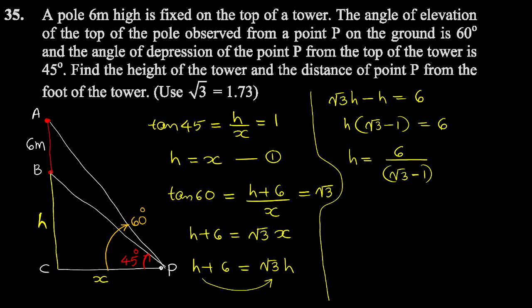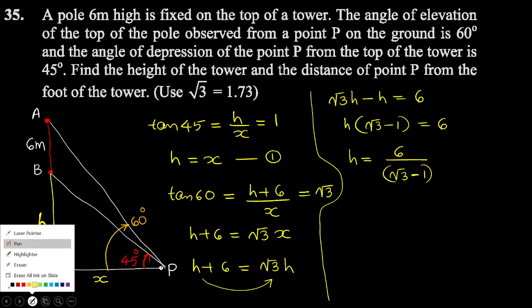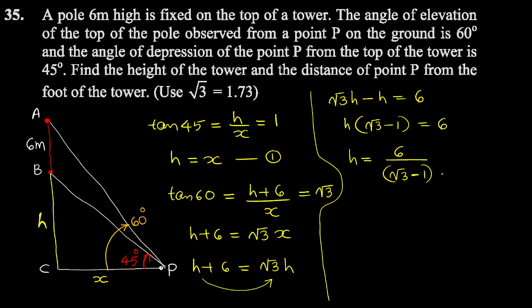If you stop here, you will not get a complete mark. The rationalization is a very important step. Always remove the radicals, the square root, from the denominator side. You need to multiply with the conjugate of the denominator. Otherwise, you will not get the complete mark. Clear? Okay, multiply with the conjugate.